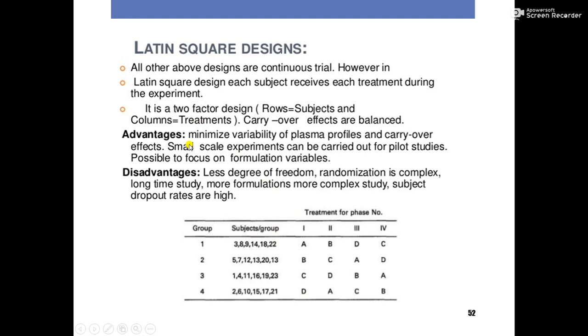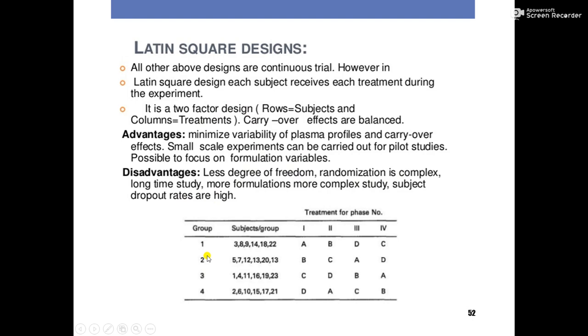There are certain advantages of Latin square design. The advantages are to minimize the variability of the plasma profile and carryover effects. Small scale experiments can be carried out for pilot studies and it is possible to focus on the formulation variables. Now, some demerits are also found here: there is less degree of freedom, randomization is complex and it is a long time study, more formulations make a more complex study, and subject dropout rates are high.